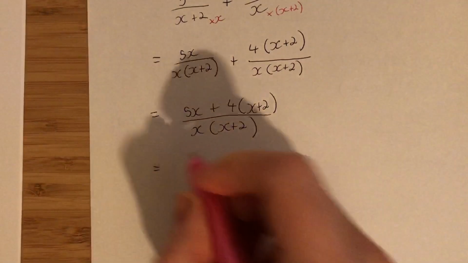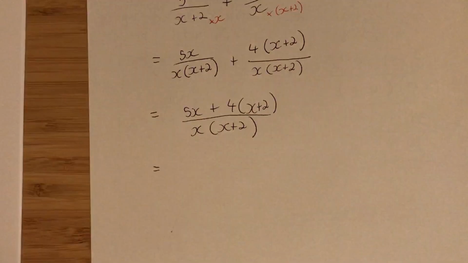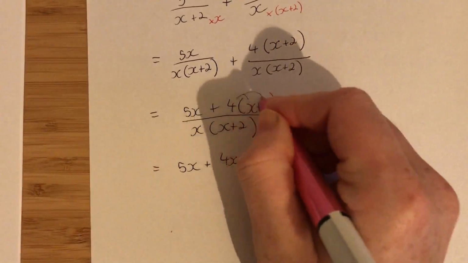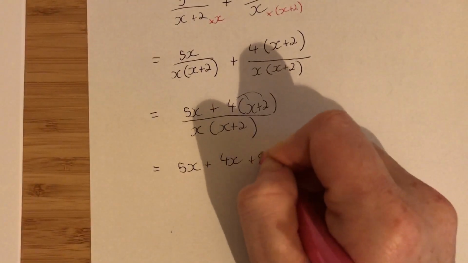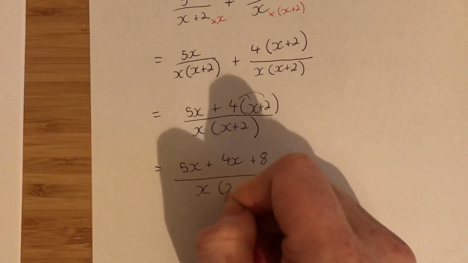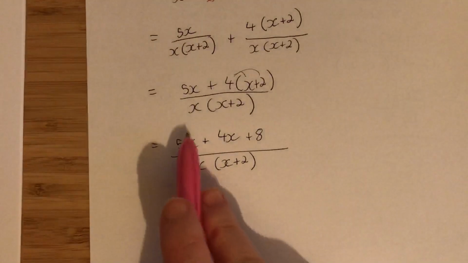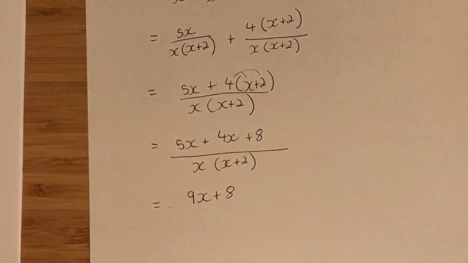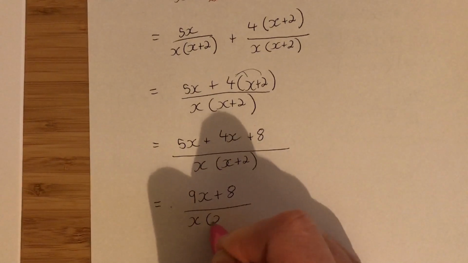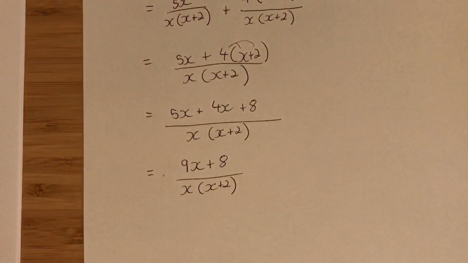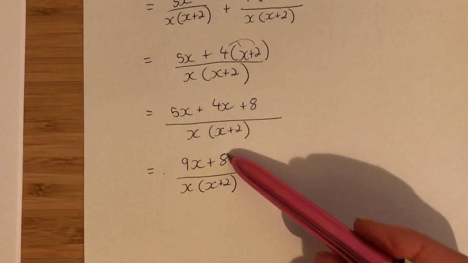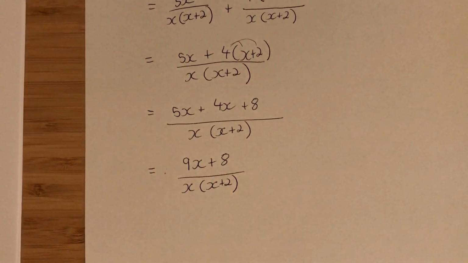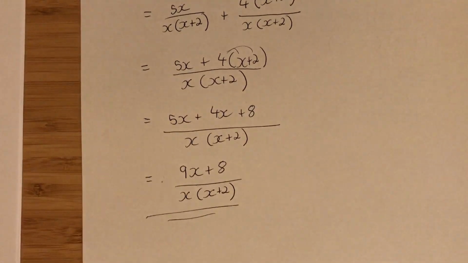And as I was saying, we then want to multiply out this bracket so that we can simplify this expression on the top. So 5x plus 4x plus 8, just simplifying and multiplying that out, over x brackets x plus 2. 5x plus 4x is 9x, so that simplifies to 9x plus 8 on the numerator, and x brackets x plus 2 on the denominator. If we can factorise the top, we could factorise it and see if we can simplify. 9x plus 8, we can't factorise, therefore we're leaving it like this. So that's your first example of adding an algebraic fraction.